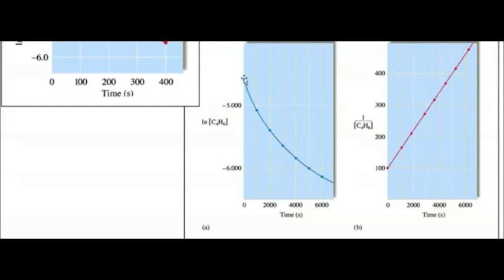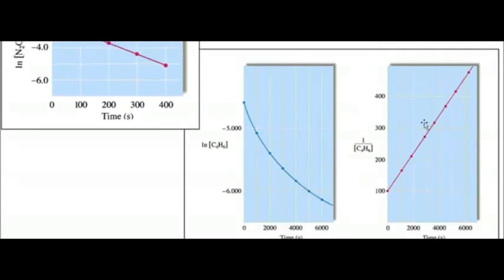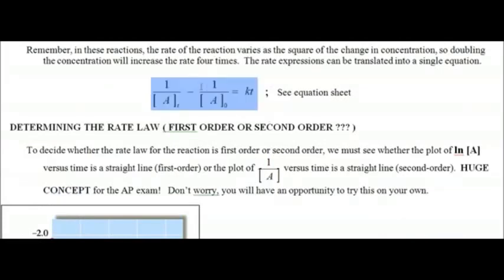And again, that's not a straight line, so that tells me that cannot be a first order reactant. The way we get a straight line with a second order reactant is by taking the inverse of the concentration versus time. In that case, that will generate a straight line with a positive slope. So when we go back to our equation, that's why it has a positive K, because it has a positive slope when we take the inverse of that concentration.